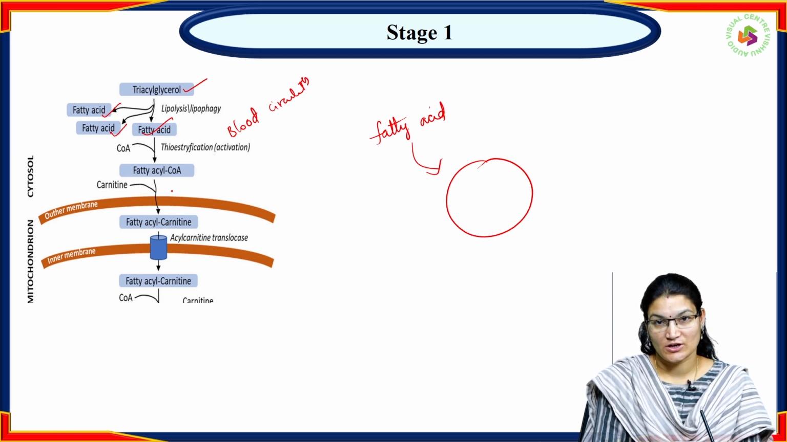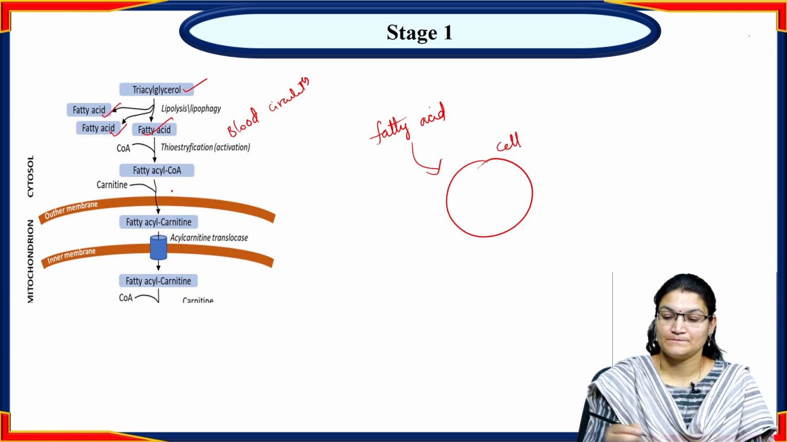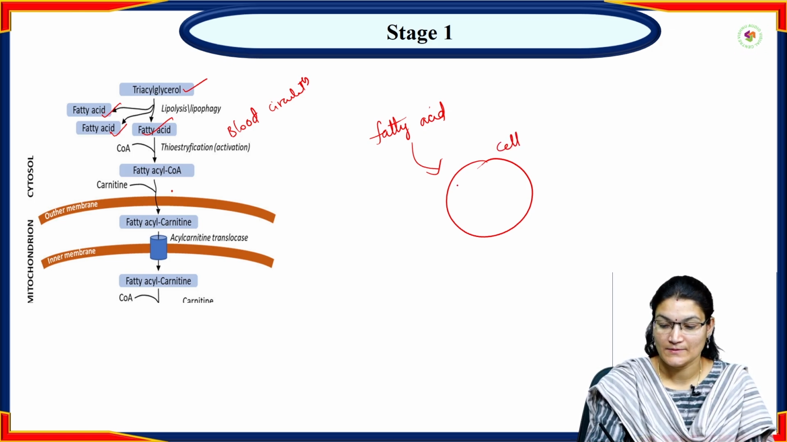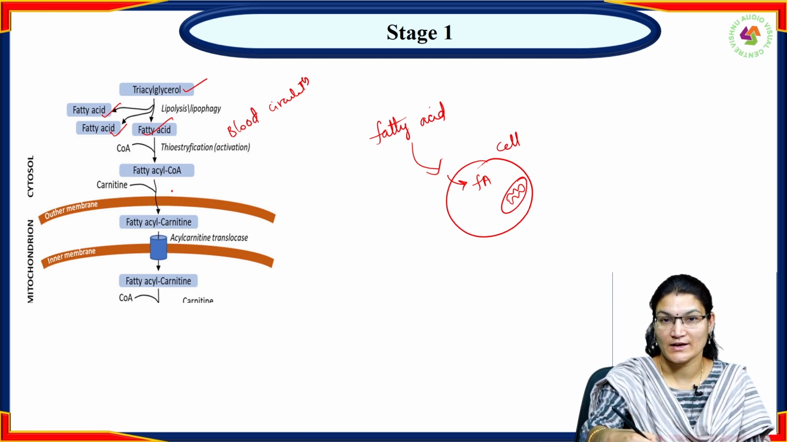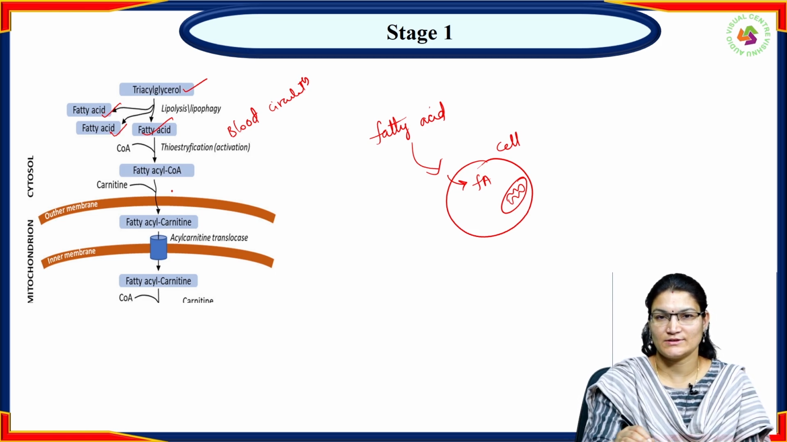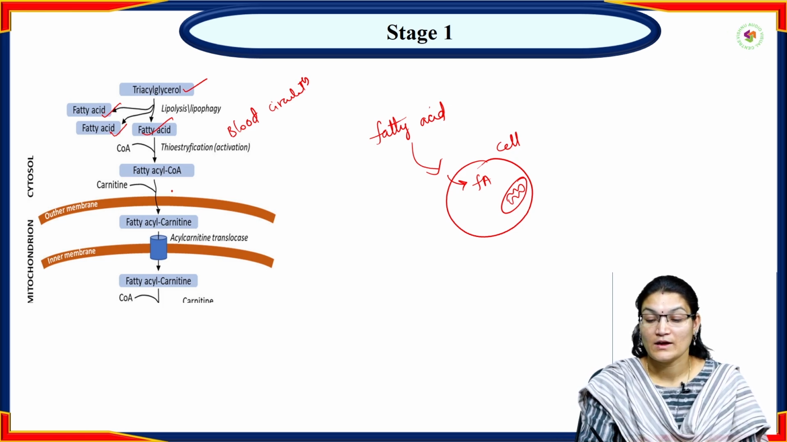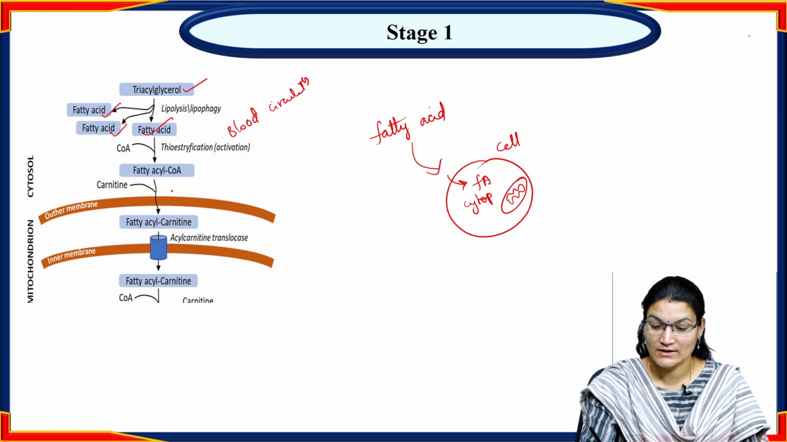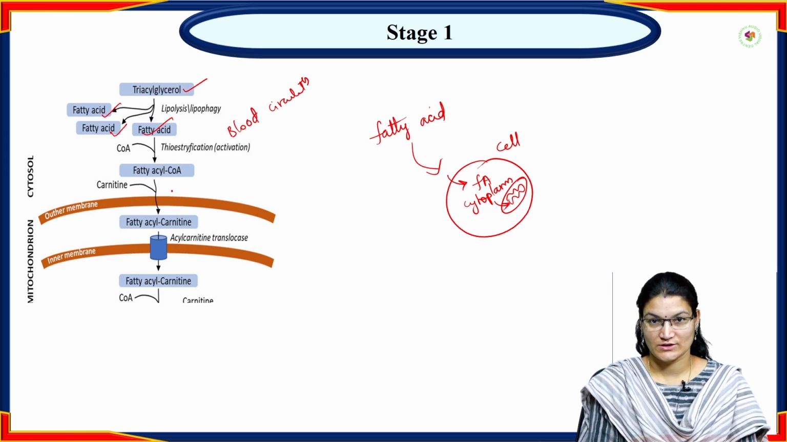After entering the blood circulation, it will enter the specific cell where the metabolism occurs. After entering the cell, it has to enter the mitochondria. From outside the cell to inside the cell is an easy step. It can enter easily. But from the cytoplasm of the cell to the mitochondria, it needs to undergo an activation step.